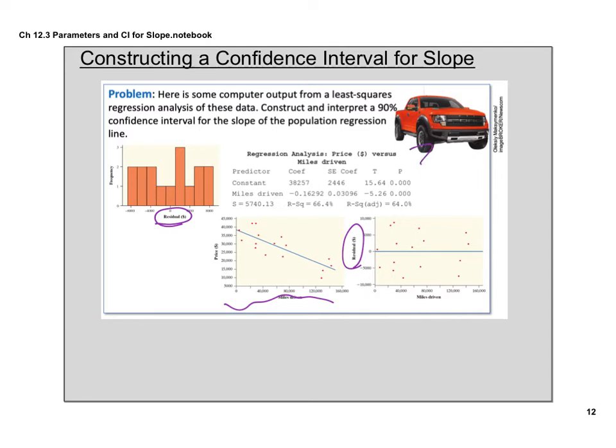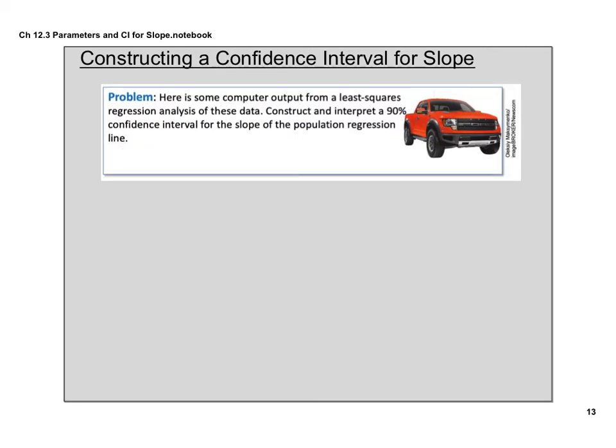And then you're also given that computer output data where you've got the constant, you've got the X, so this would be your slope, that's your Y-intercept. Then you get the standard error stuff for the sampling standard deviation. You also get your standard deviation of just the line. All right, here we go. So here's some computer output from the least squares regression analysis of these data. Construct a 90% confidence interval for the slope of the population regression line.